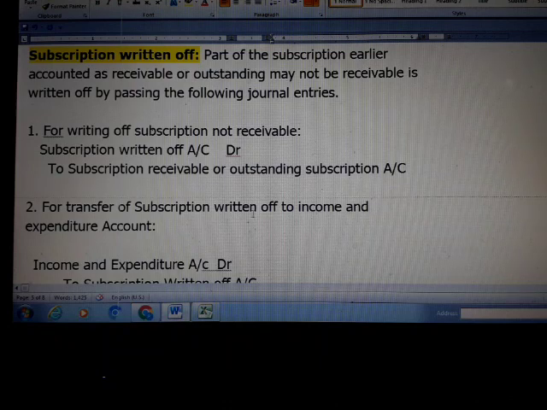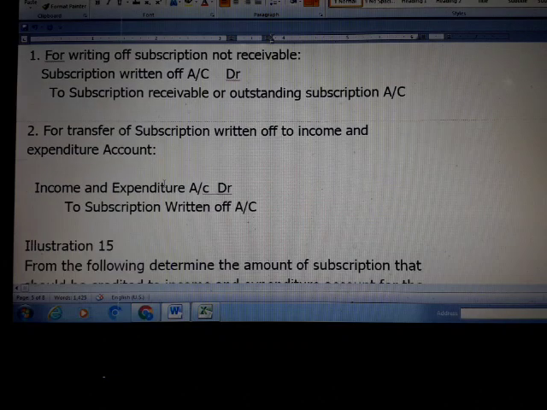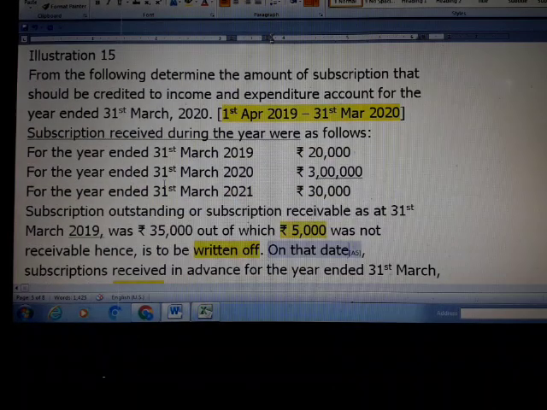Here in place of P&L, we have the income and expenditure account. So you need to transfer the write-off amount to your income and expenditure account. So income and expenditure account will be debited to the subscription written off account. These two journals, if you just keep in your mind, you will be able to complete the problem in an easy manner with the concepts. So apply the concept. You need not mug up the journals. It's purely based on the concepts and fundamentals. Right? Fine. Now let's try to work out the problem.